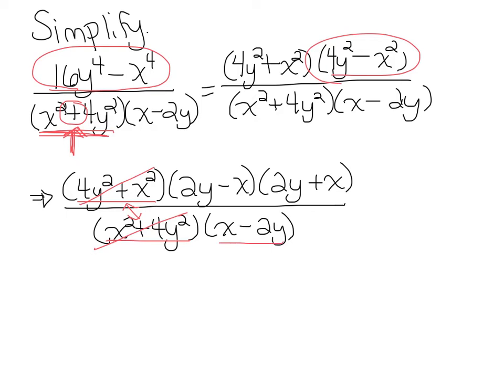Notice that these look very similar, except for what? The signs are different. Here we have a positive 2y. There we have a negative. There we have a negative x. There we have a positive.